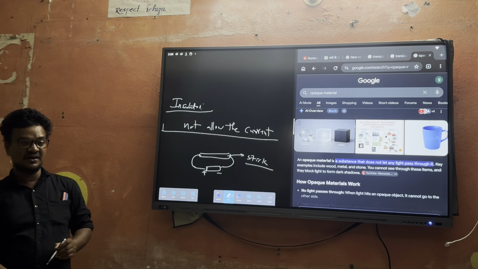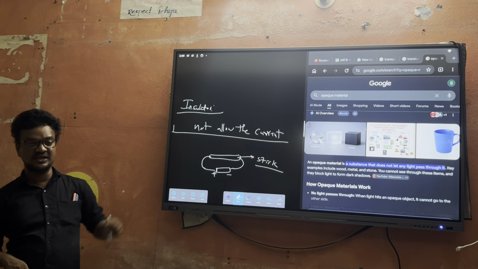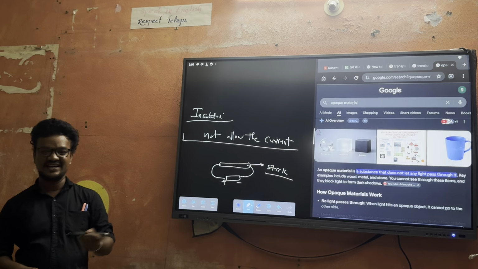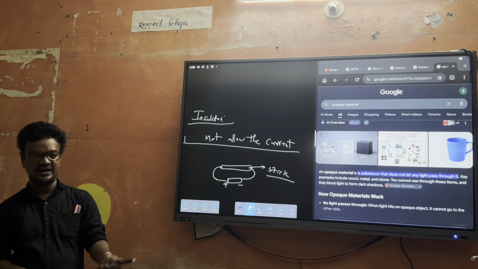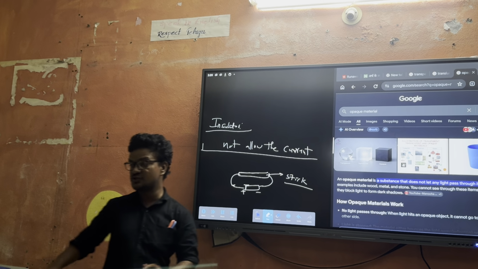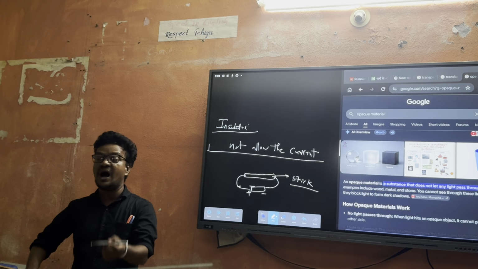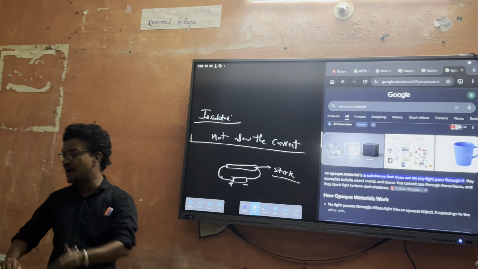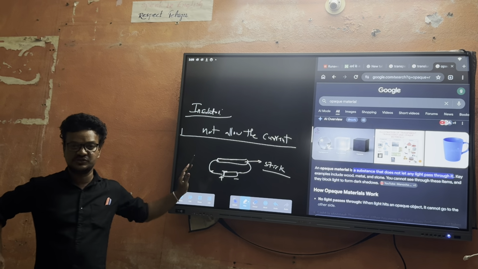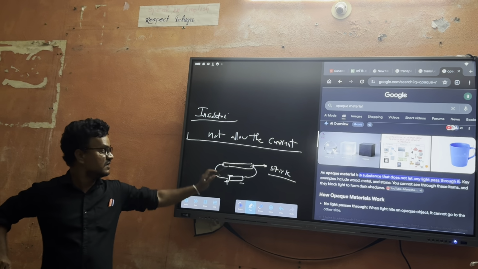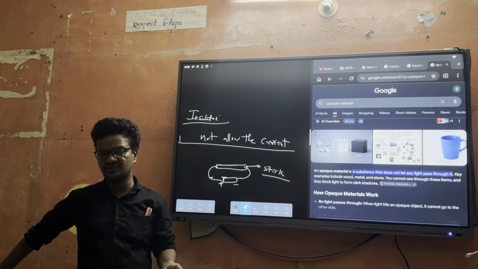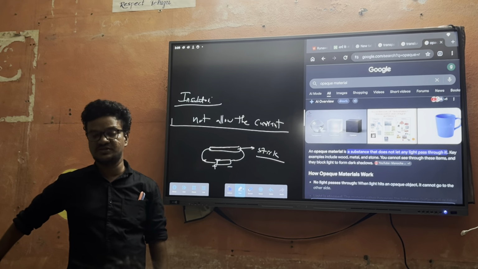But one condition: sometimes it allows the current through the stick, when it is wet. If it is completely in water, then the outside surface is water, and there is a chance it allows the current. Why? Water is also a good conductor. If it is a dry stick, nothing will happen. There is no flow of current inside. These are called insulators: stick, plastic, rubber. Now these all are insulators.